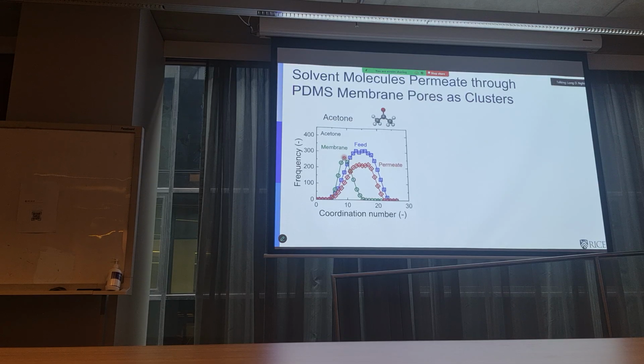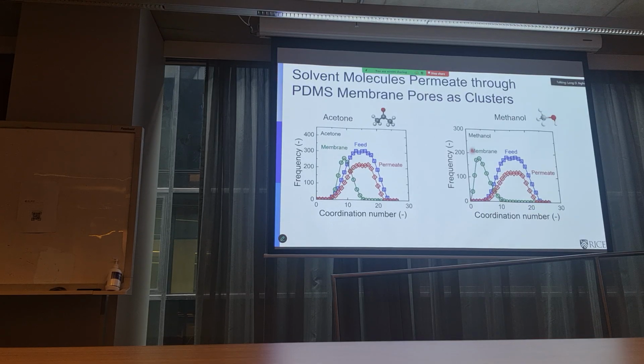Remember, the solution diffusion mechanism implies that we have a single molecule. So if you have a single molecule, what should the coordination number be? 0. But we don't see 0 here. So it means it's clustered. It cannot be gas-like diffusion.